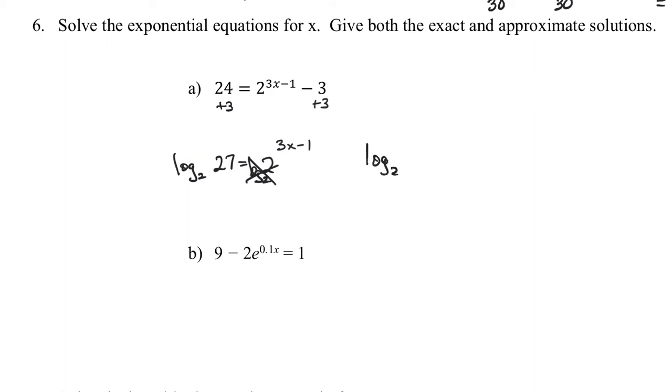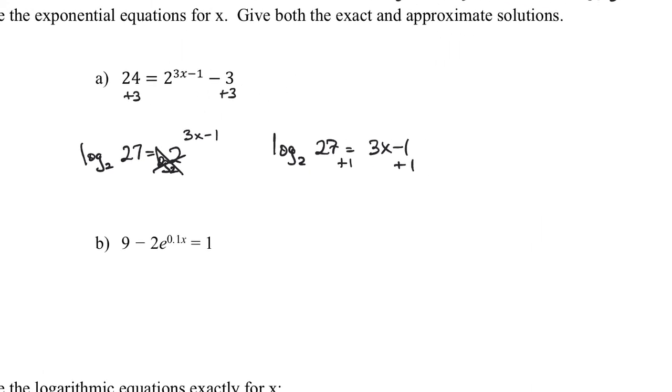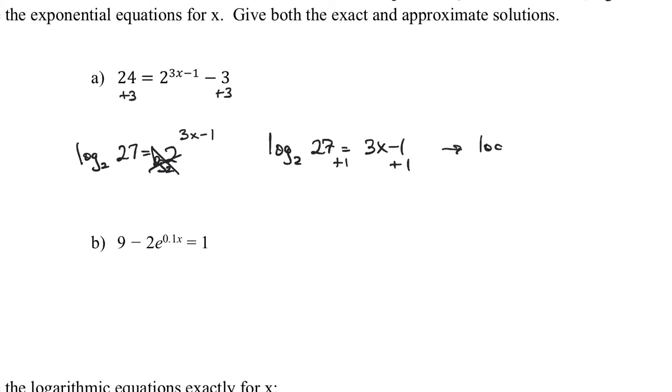So we have 3x minus 1 is no longer an exponent because the base 2 has been canceled. So we can add 1. And remember, we can't add or subtract anything from the numerical value inside of a logarithm. So the plus 1 is considered outside the function. So now we have log base 2 of 27 plus 1 equals 3x.